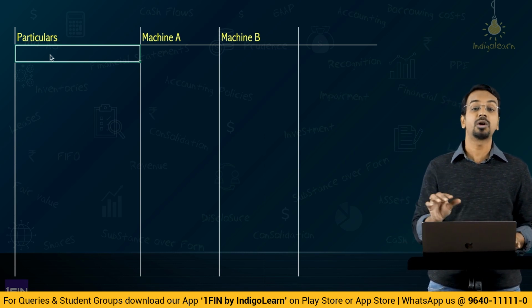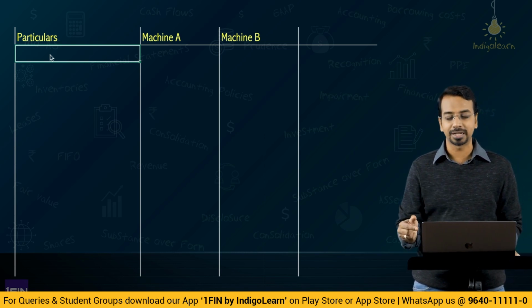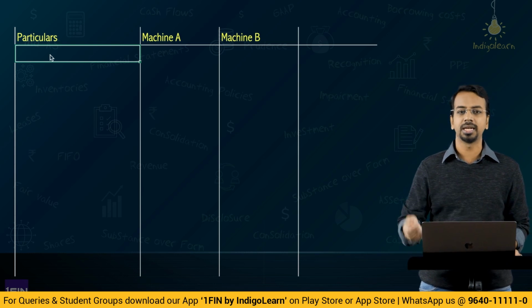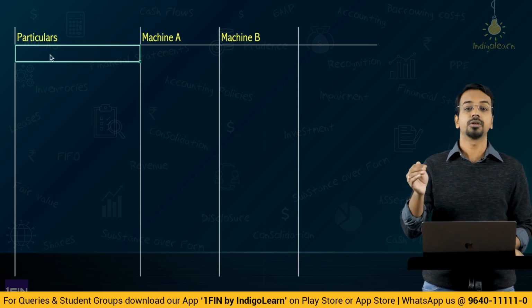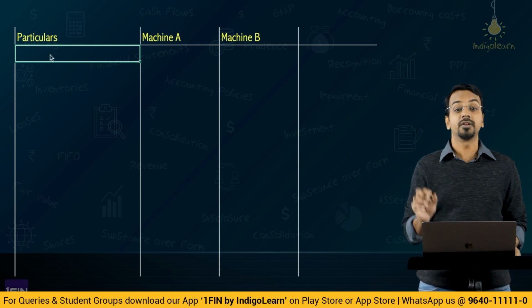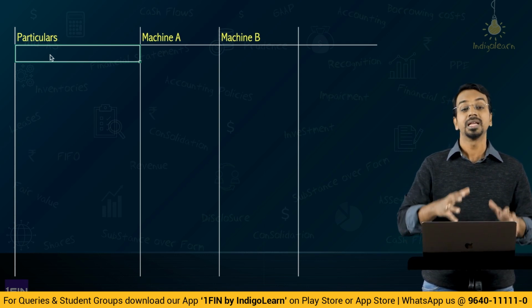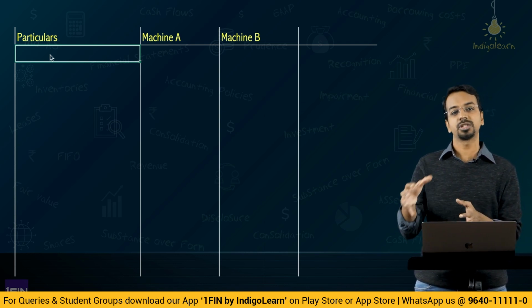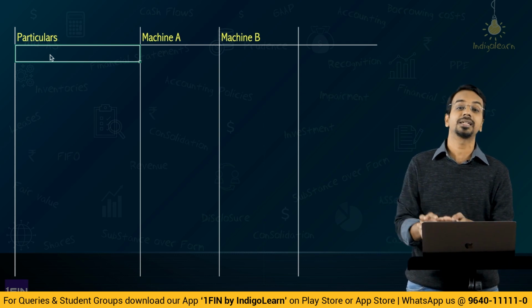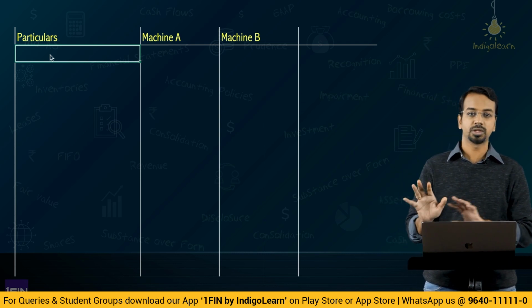Now, in this case, because machine A can generate independent cash flows, it can be sold off independently, we can determine the value in use, we can determine the recoverable amount. We will first test for impairment for machine A, then we will include machine A with machine B, inventory and goodwill and test for impairment of CGU. That is one thing you need to keep in mind.